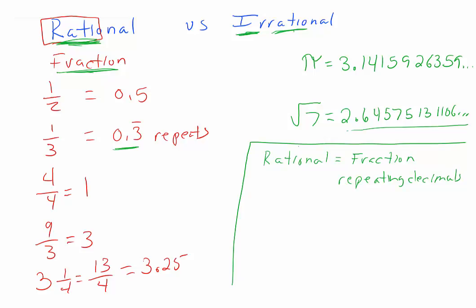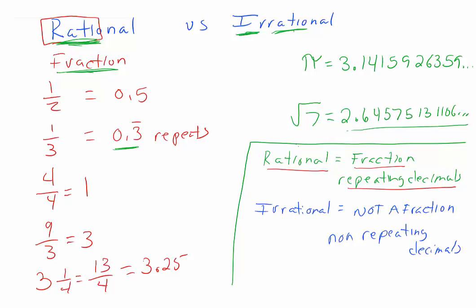So in summary, a rational number is a fraction with a repeating or terminating decimal. And so an irrational number is not a fraction, which means that it has non-repeating decimals as a property of its number.